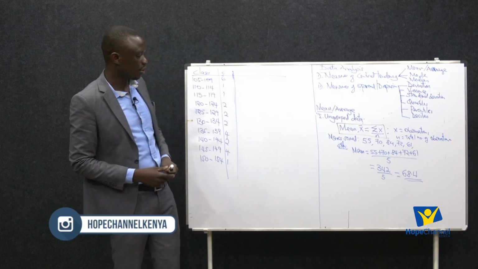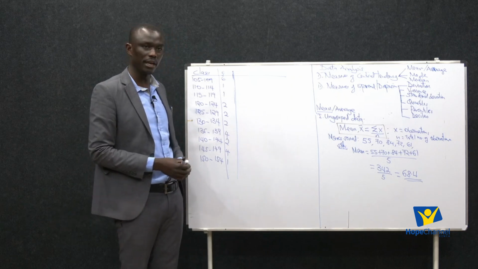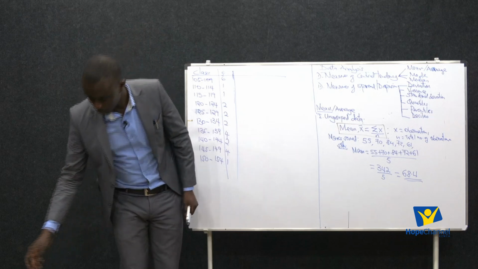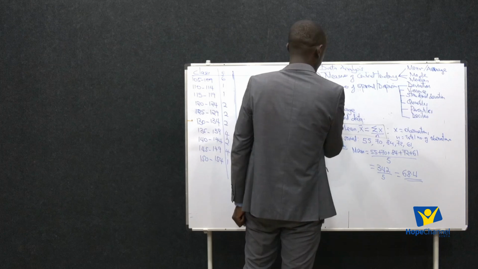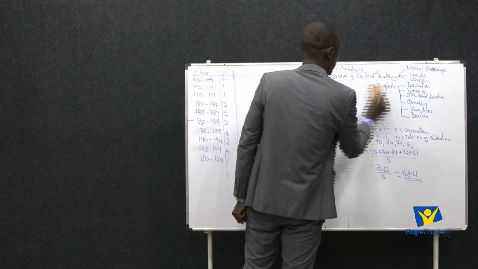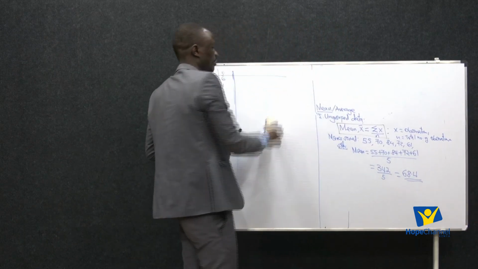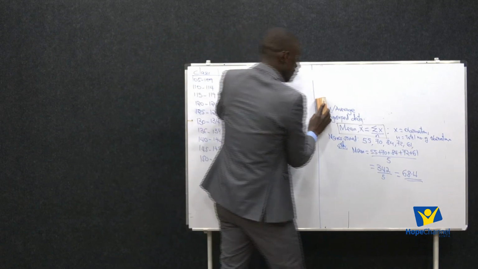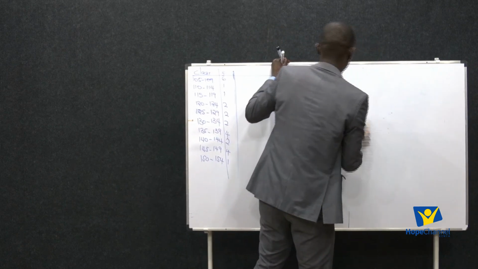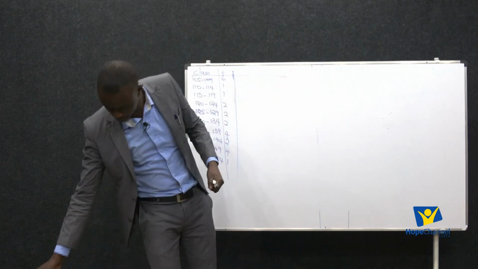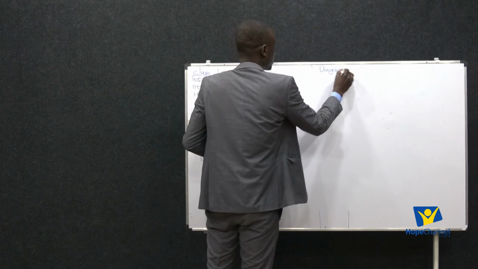Very good. So what about the mean of grouped data? Let me just wrap this one here, because I believe you have seen it. The mean of ungrouped data is done.